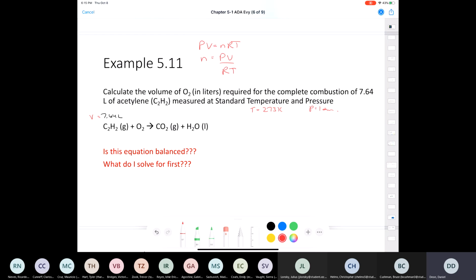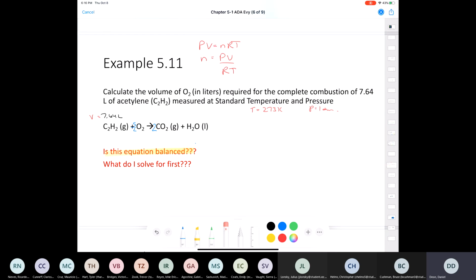Once I have the number of moles of acetylene, I can figure out the number of moles of oxygen from a balanced equation. Well, let's ask ourselves, is this equation balanced? You've probably realized by now that it's not. Let's try and balance it. I have 2 carbons over here, but only 1 here. That means I need to put at least a 2 in front of my carbon dioxide. I have 2 hydrogens over here and 2 hydrogens over here. That's balanced. On the product side, I have a total of 5 oxygens, and I only have 2 here. What times 2 gives me 5? And the answer is 5 over 2.